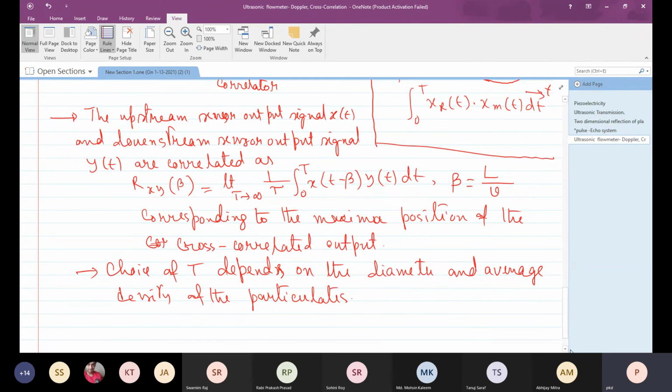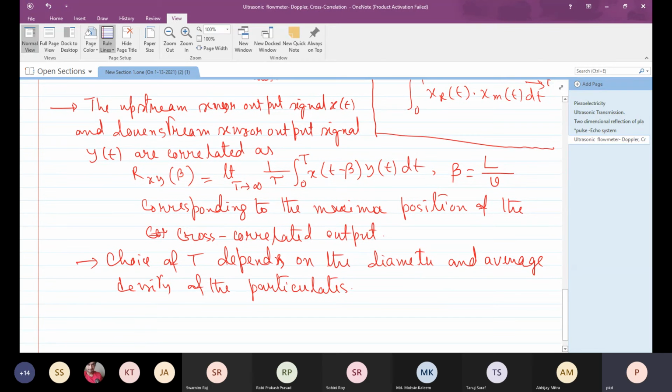So again, just like the previous case, if there is no particle, then the distribution will be absent. So in such cases, we have to inject tracer particles before the meter, enough number of tracer particles such that we can have a good pattern.